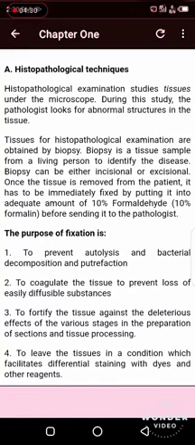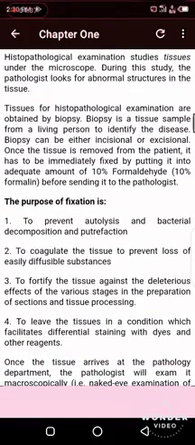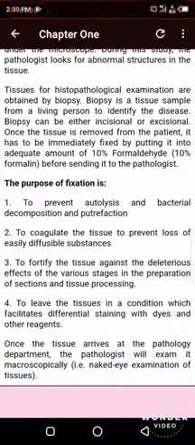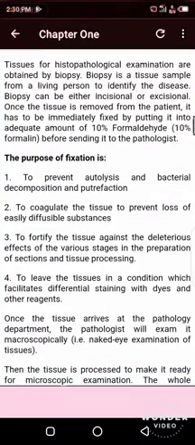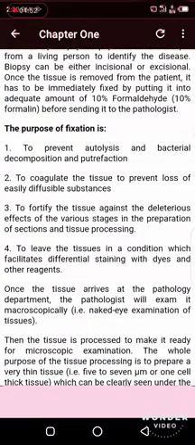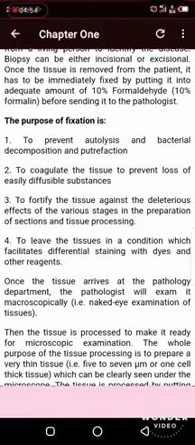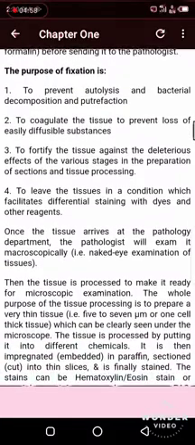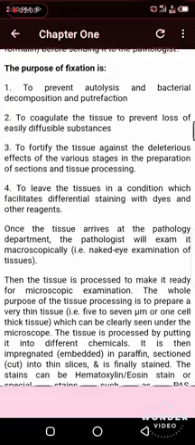So we are coming to discuss the purpose of fixation: to prevent autolysis and bacterial decomposition and putrefaction, to coagulate the tissue to prevent loss of easily diffusible substances, to fortify the tissue against the deleterious effects of the various stages in the preparation of sections and tissue processing, and to leave the tissue in a condition which facilitates differential staining with dyes in other regions.